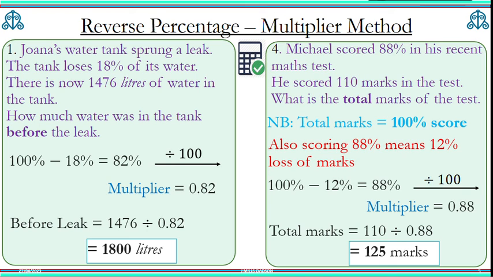So that is what the multiplier does when it comes to reverse percentage. Remember to divide the original amount by the multiplier. So next slide we're going to look at repeated reverse percentage. That will be our next slide.